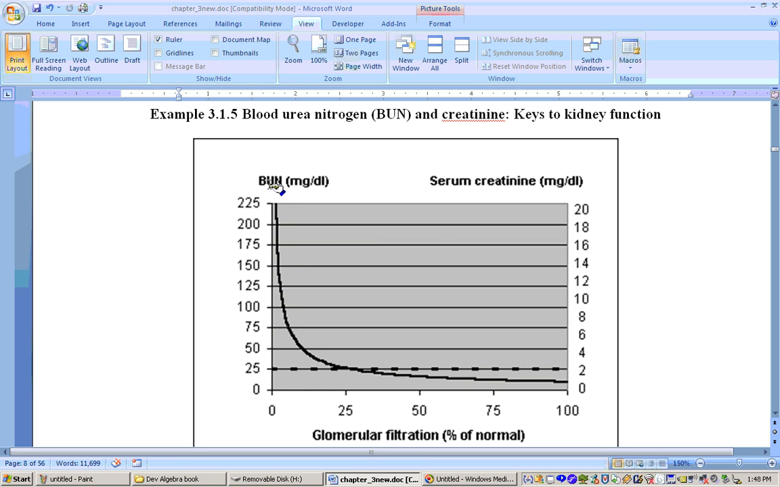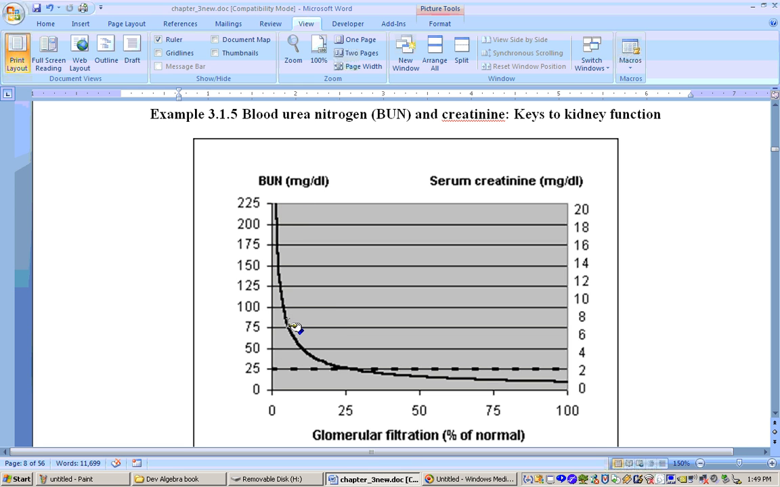Your blood urea nitrogen level, your BUN level, and your serum creatinine level both go extremely high, and you're in bad shape. So for example, let's say we were down here somewhere, let's say 12.5%. Then you're right here, maybe at about 40 or so. But if you go down another half, let's say you're down to about 10, then you're in really bad shape. Your blood urea nitrogen level would be really high.